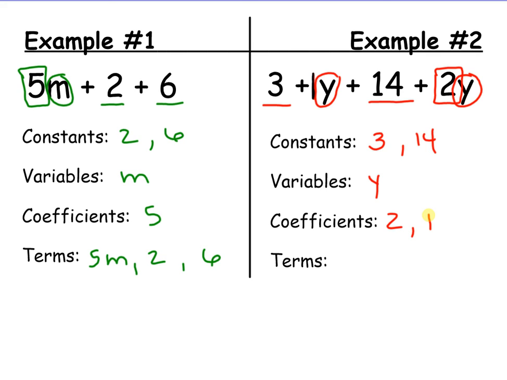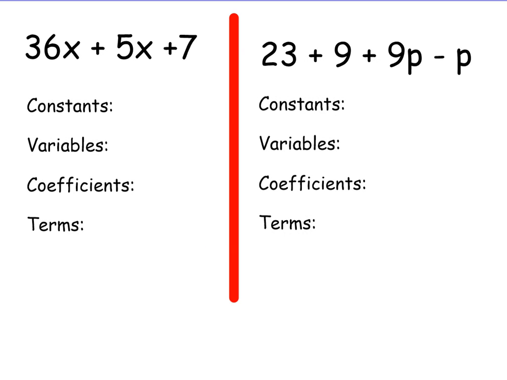And last but not least, we have to do our terms. So our first term is right here, and that is 3. Our second term right here is y. Our third term is 14. And our last term is 2y. All right, so let's try some more examples here.